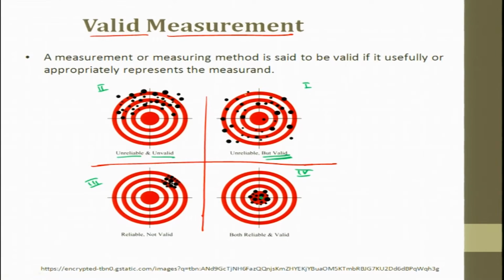Okay? So in quadrant number 2, it is unreliable and invalid. See, if I take the average of all these dots, all these values, if I take distances from the center, let me say this distance is A, B, C, D, and so on. If I take the average of these distances from the center, the final result would be here. This is the average, or in statistical terms we call it the mean.